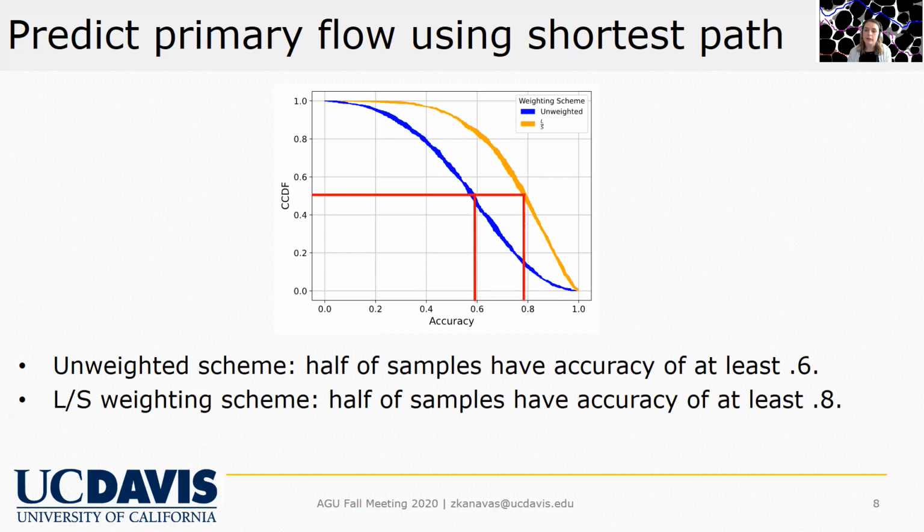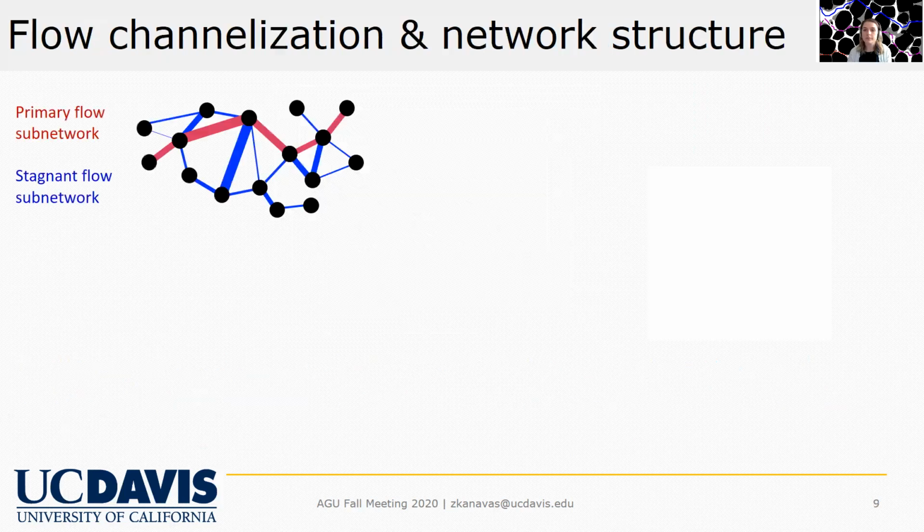This answers the where primary flow occurs and how to describe it based on structural information. The answer to why paths form at these locations lies in the network's structural organization. First, we took our graph and separated the edges into the primary flow region, shown in red, from those in the stagnant flow region, shown in blue. Note that the edge width is proportional to its L over S value.